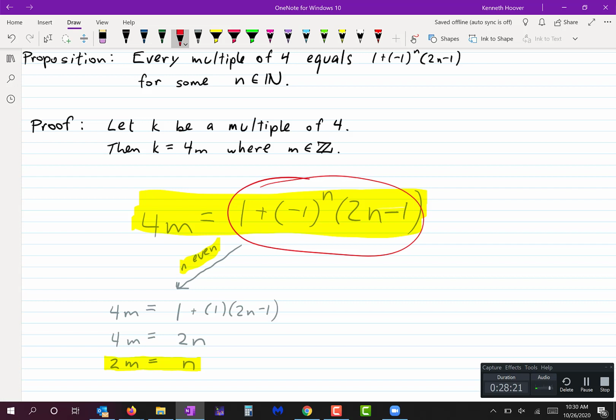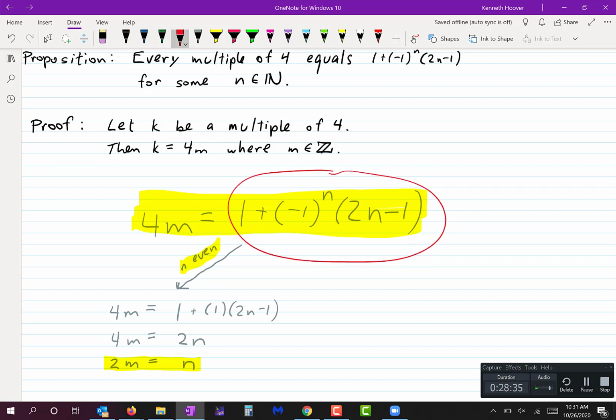Okay, now one thing to point out, first of all, I want to make sure that that actually works in the other direction, because I want to say if 4m equals this, then what does n have to be? Okay, and that's fine, that's not going to be a problem, but here's another thing that I do have to be a little bit more concerned about.